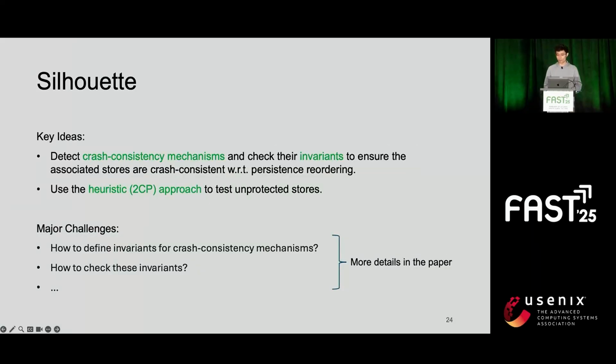Based on these observations and studies, we proposed SILOE. The key ideas are detecting crash-consistency mechanisms and checking their invariance to ensure the associated stores are also crash-consistent with respect to reordering. Then we use the heuristic to test unprotected stores. But here we still have some challenges: first, how to define the invariance of crash-consistency mechanisms, and how to check this invariance. The more details are in the paper, so we just briefly introduce them here.